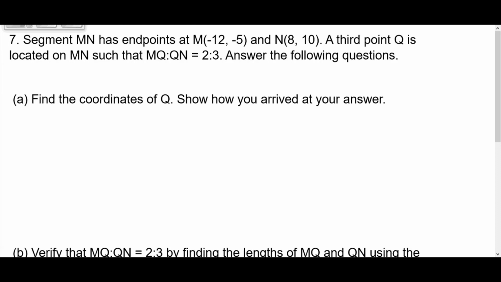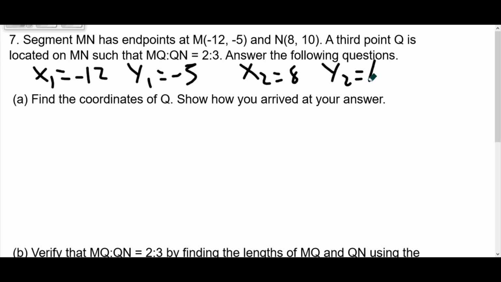And so we're going to start off with the idea that here x1 is equal to -12, y1 equals -5, x2 is equal to 8, and y2 equals 10. Again, we're going from M to N because we're starting from M to Q, then Q to N.